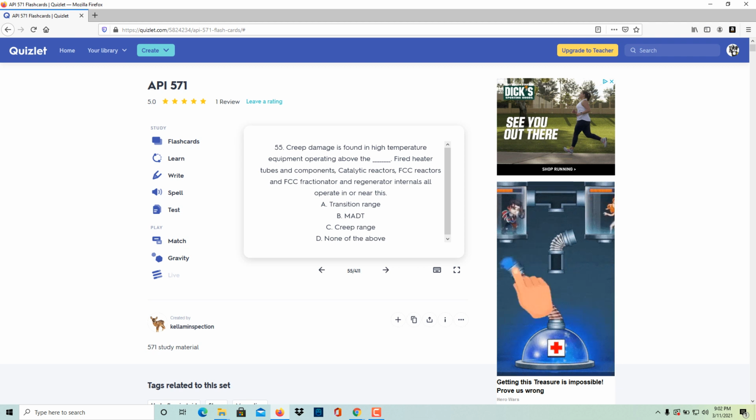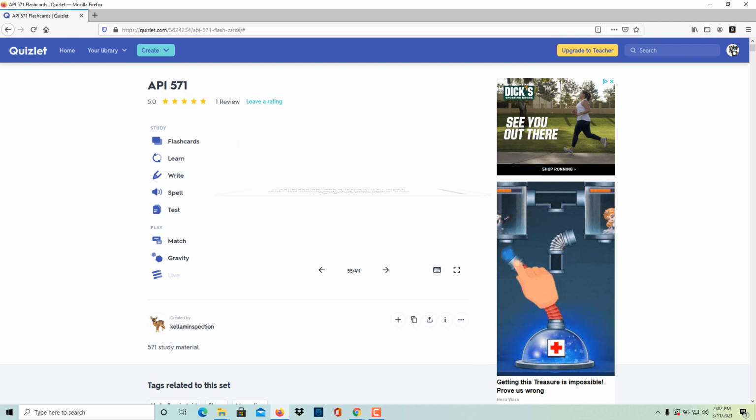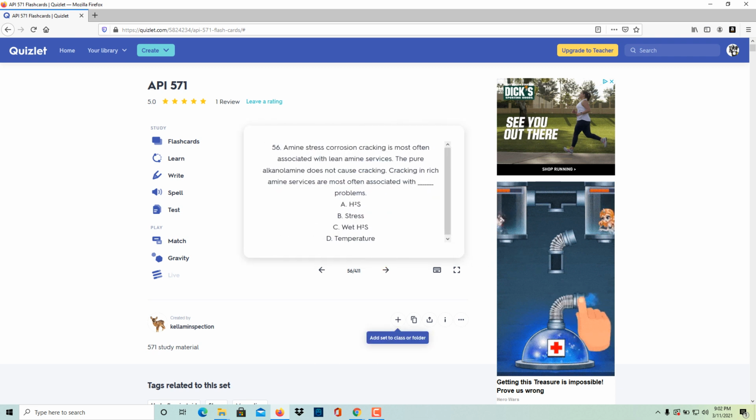Creep damage is found in high temperature equipment operating above the maybe creep range. Fired heater tubes and components, Cadillac reactors, FCC reactors, and FCC fractionators and regenerating turns all operate in or near this range. Is it creep range? Yes, creep range.